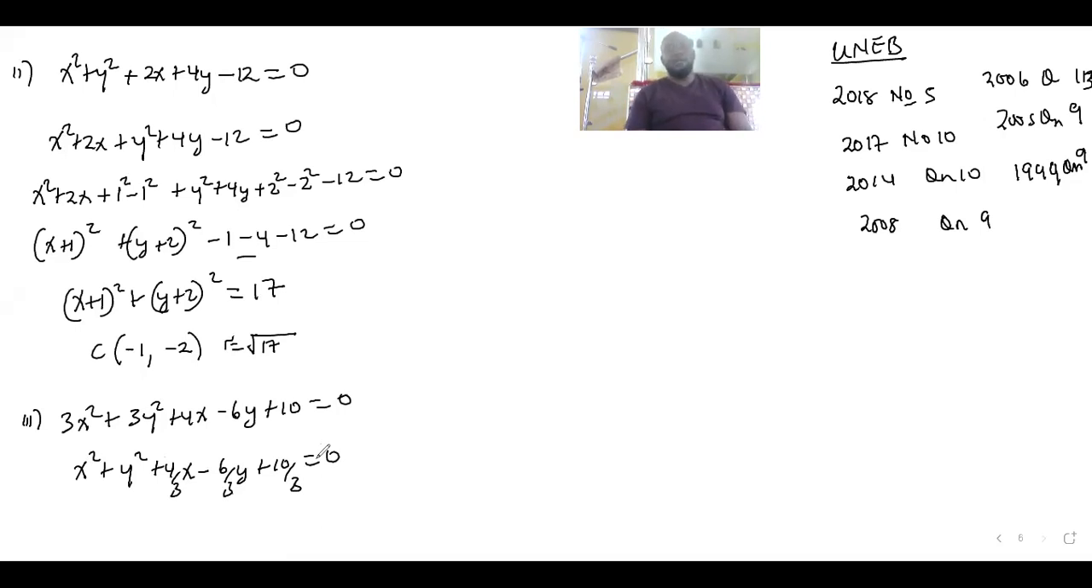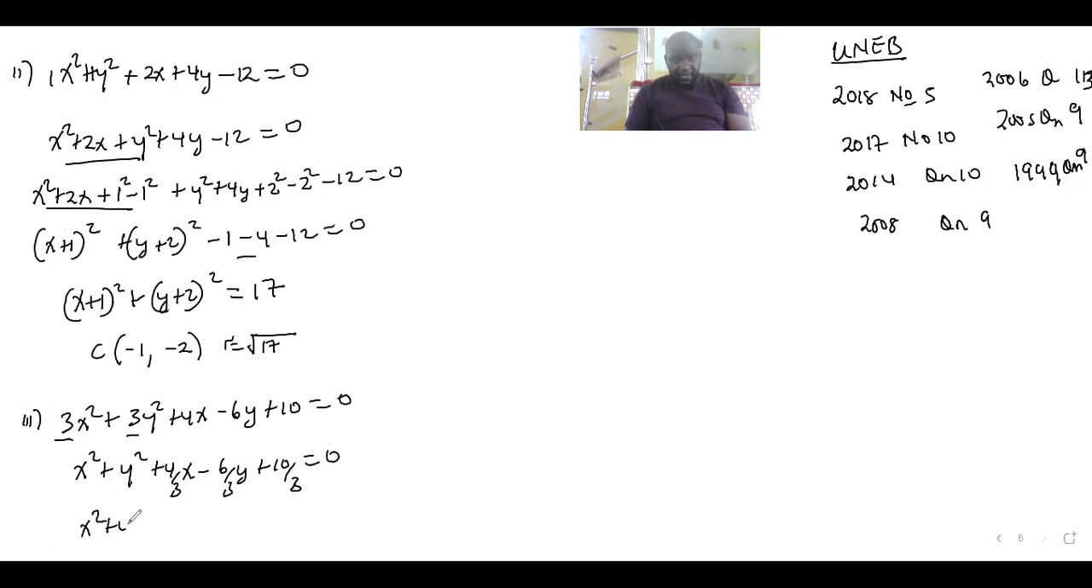Someone say teacher. Yes, teacher. Why do you divide by 3? It's because I want to create a coefficient of 1 on the highest degrees of x and y. Because I need to create these as 1s. So that these ones become 1s, so that I can easily carry out completing squares. Is it okay? Have you got it? Yes, teacher.